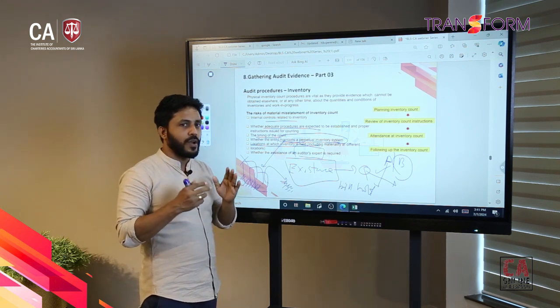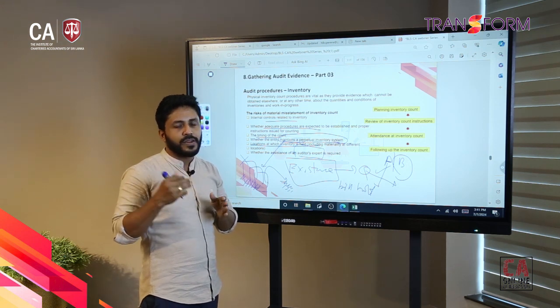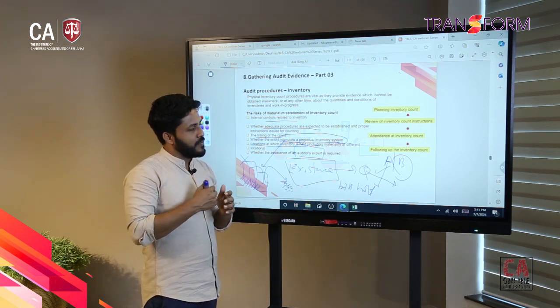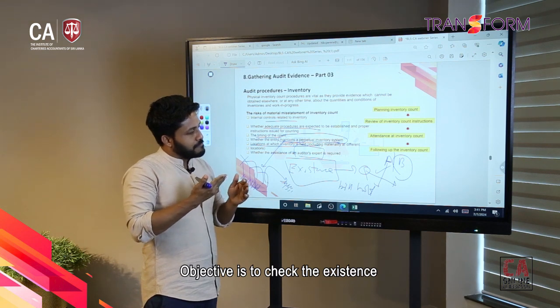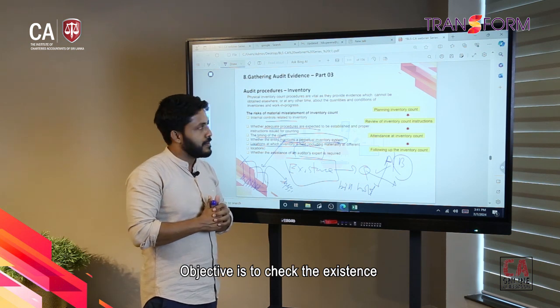So then those are the things we need to focus on once you are planning your inventory observation. So then why are you doing inventory observation? To ensure the existence of inventory balance, right? So then we have kind of a link between valuation as well, right?